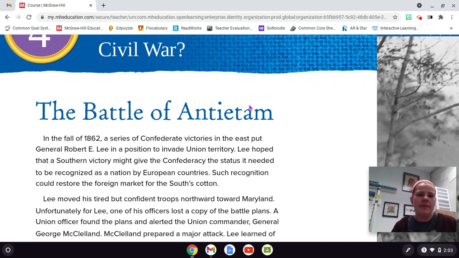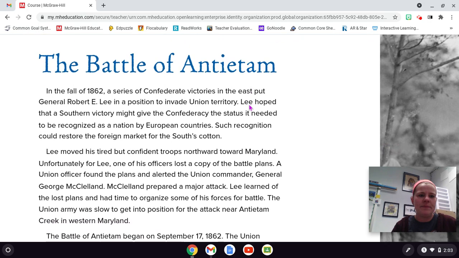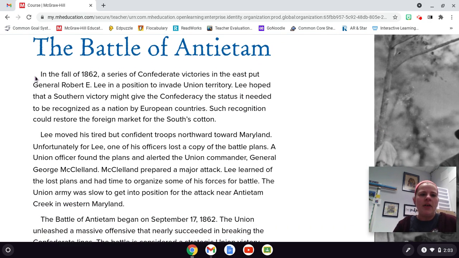All right, the Battle of Antietam. In the fall of 1862, a series of Confederate victories in the East put General Robert E. Lee in a position to invade Union territory. Lee hoped that a Southern victory might give the Confederacy the status it needed to be recognized as a nation by European countries. Such recognition could restore the foreign market to the South's cotton.